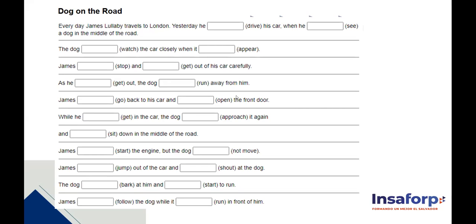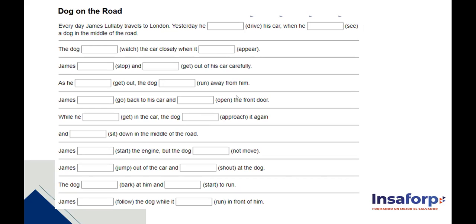As he got out, the dog was running away from him. Okay, thank you so much. So we have the same answer from these two participations. So yes, Joel. Could it be as he was getting out, the dog ran away from him? Exactly. That would be correct, because it is strongly recommended that we use past continuous when we have as. So in this case, we have as he was getting out. Exactly. Good. Thank you so much.